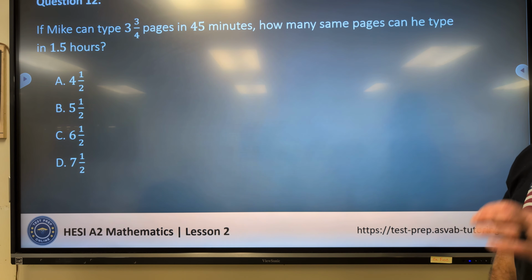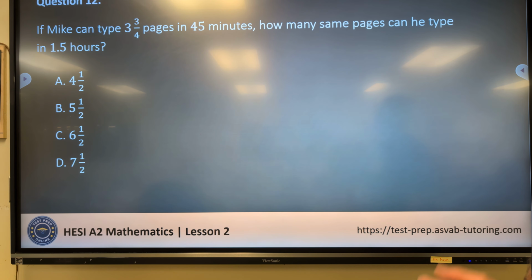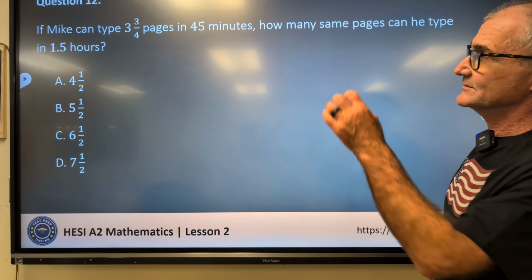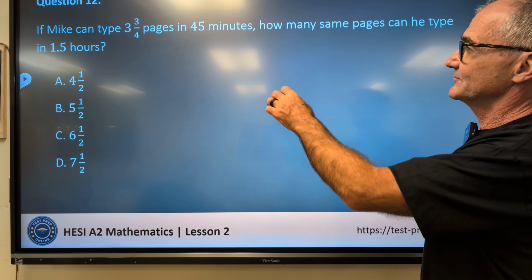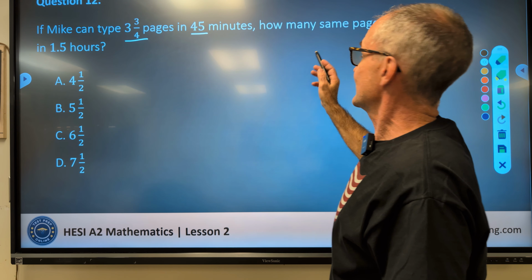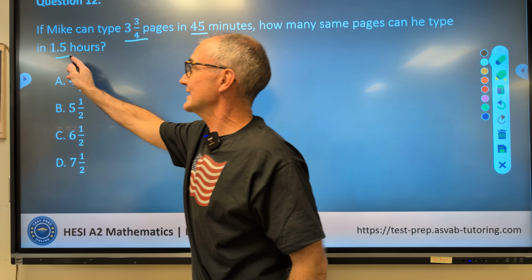Mike can type 3 3/4 pages in 45 minutes. How many same pages can he type in 1.5 hours? So a lot of decoding here. Get my white pen going. So he does 3 3/4 pages in 45 minutes. So I got that and that. How much can he type in 1.5 hours?